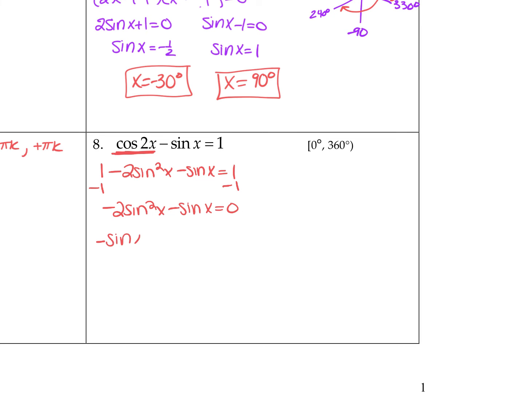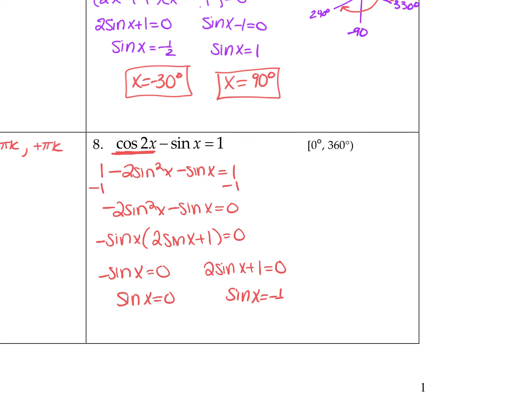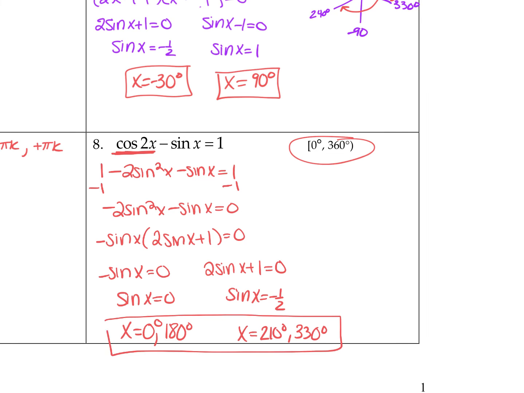So I'm going to factor out a negative sine, so I'm left with 2 sine plus 1. And then set each of my factors equal to 0. So sine of x equals 0, and sine of x would equal negative 1/2. So sine is 0 at, well, I'm looking between 0 and 360, so 0 degrees and 180 degrees. Sine is negative 1/2 at 210 degrees and at 330 degrees. And so those would be my 4 solutions.